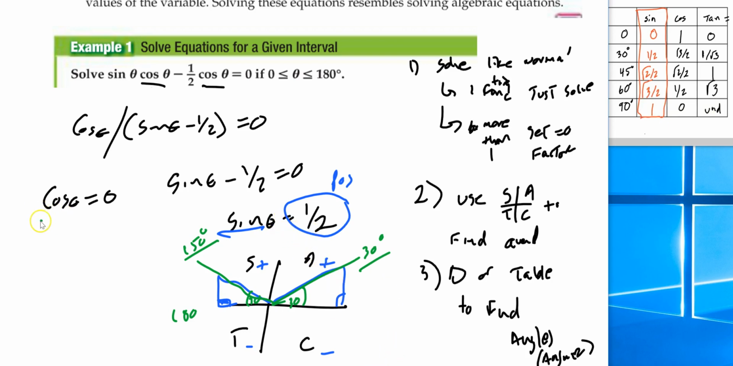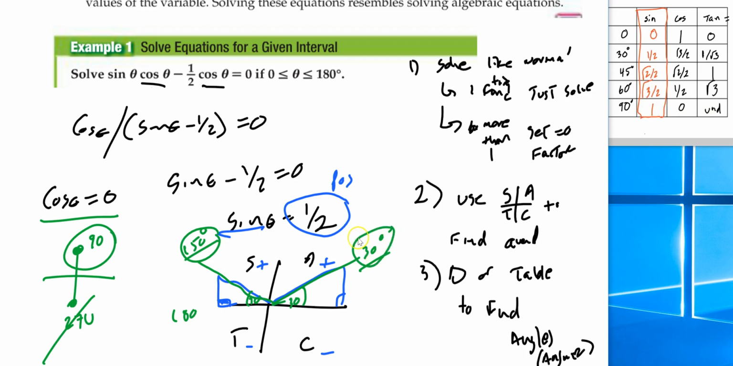I still have to solve this one. Where does cosine equal 0? Well, look at your table right there. Cosine equals 0 at 90. Now it's a little tricky because it should equal 0 at 2 spots. If it equals 0 at 90, it should also equal 0 at 270. But why isn't that an answer? Because it only wants from 0 to 180. So actually, I don't care about this. I just care about this, this, and this.